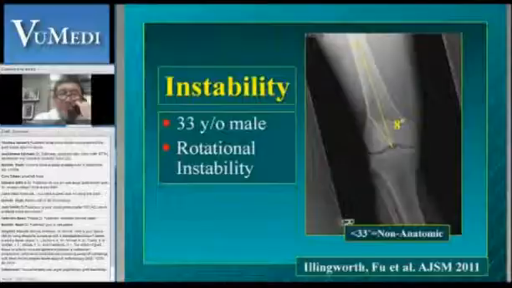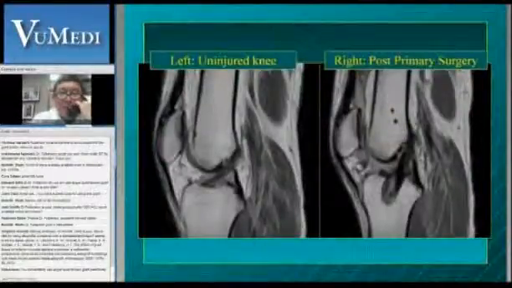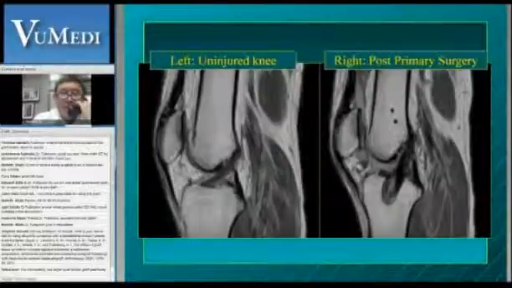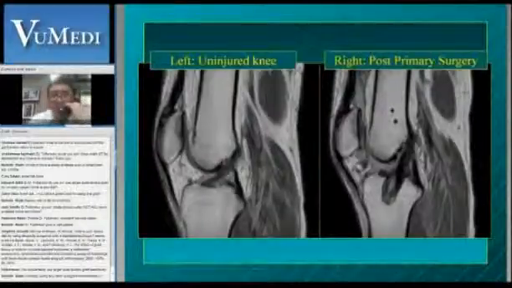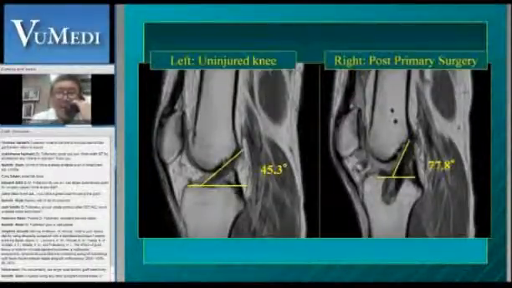Now, if you have the MRI on the other side of this patient, it is even better. So on the left side is a normal MRI on him. On the right side is the ACL graft, and you can see there's about a 30-degree difference on the inclination angle, which I think everybody should measure. This is a good exercise to do.